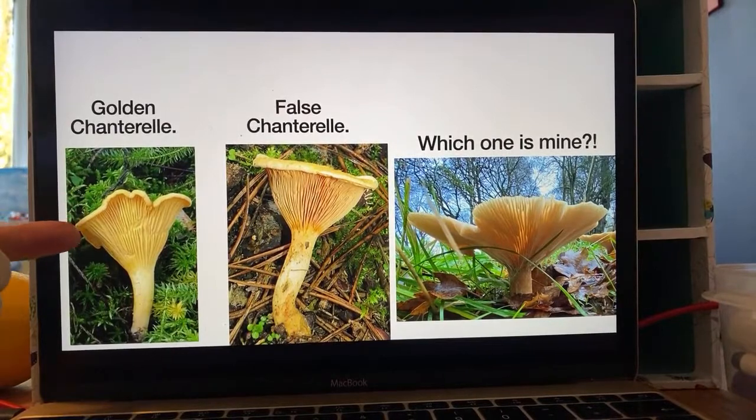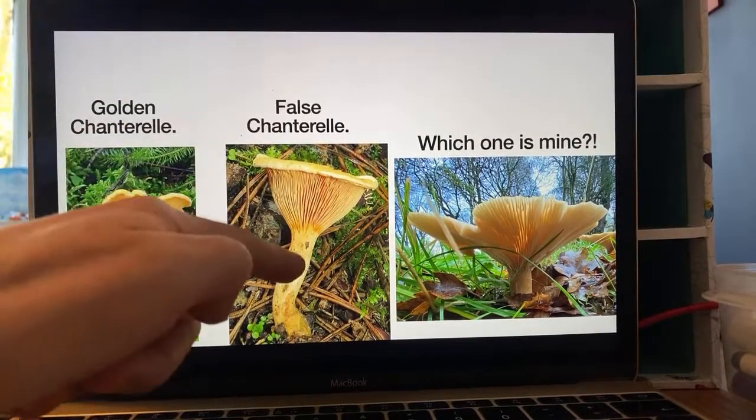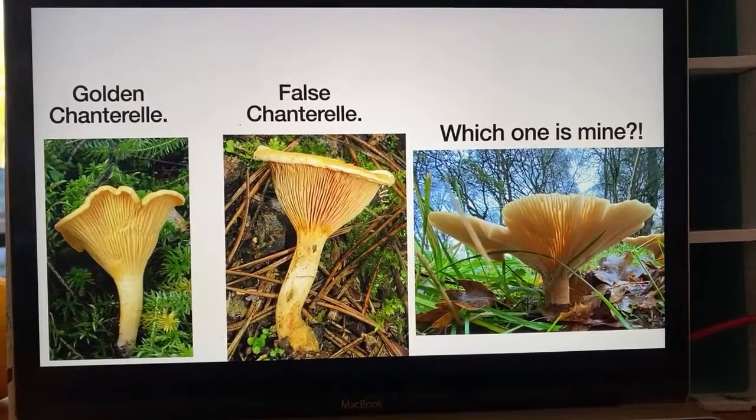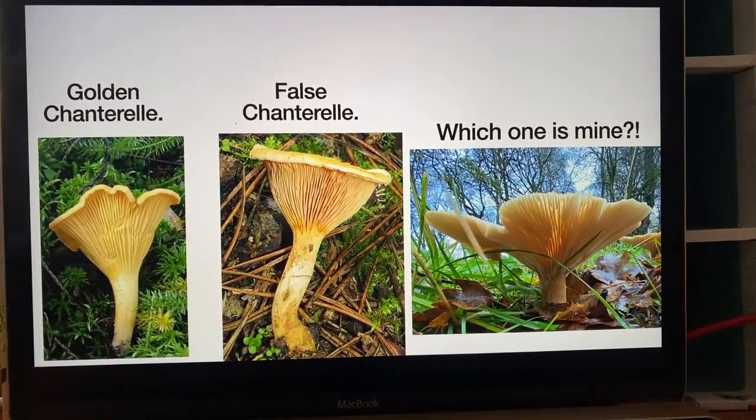This is a picture of the golden Chanterelle, and this is a picture of the false Chanterelle. So just have a little look at those and tell me which one you think it is, and what percentage sure you are. You might not think that it's either of those. You might be 100% sure that it's not the golden Chanterelle or the false Chanterelle. You might be 100% sure that it's a false Chanterelle and it's not a golden Chanterelle. Just decide quickly what sort of percentage certainty you're going to put on either of those.